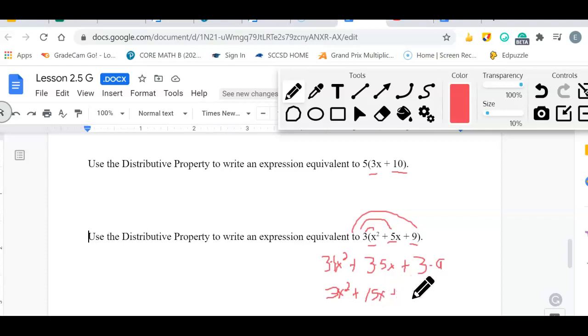Plus 3 times 9, which is 27. All right, so we should have 3x squared plus 15x plus 27. We are done there. Again, the things look like each other. X squared does not look like x. 15x does not look like 27. X, no x. All right, hopefully you're doing all right.